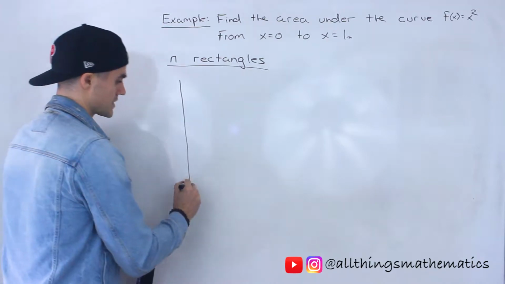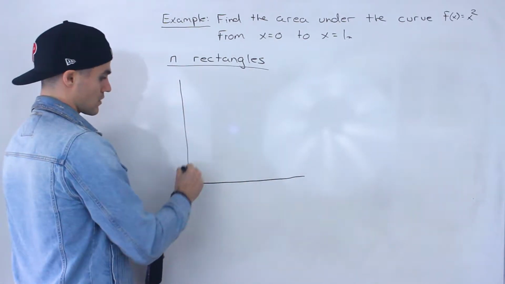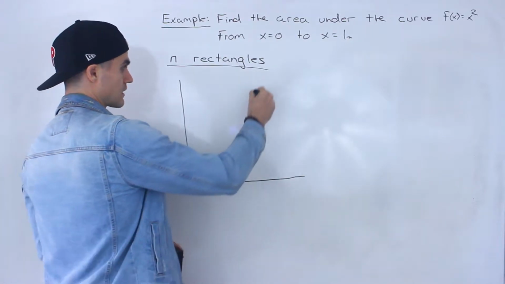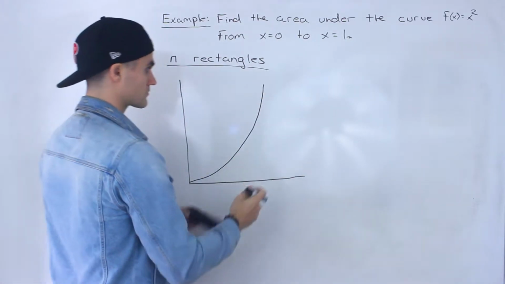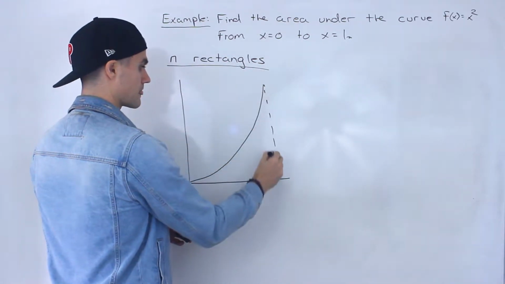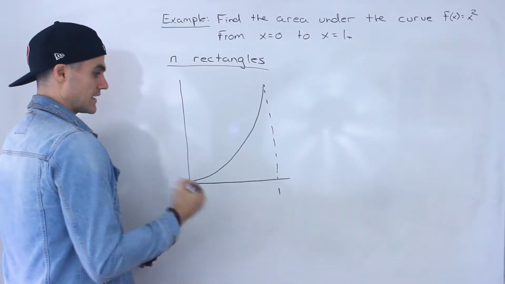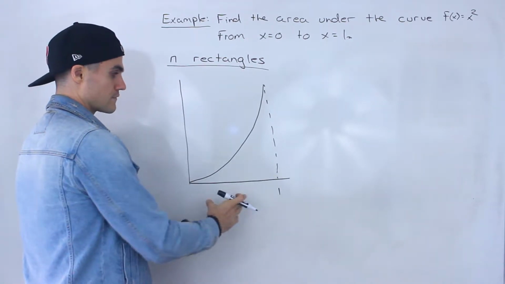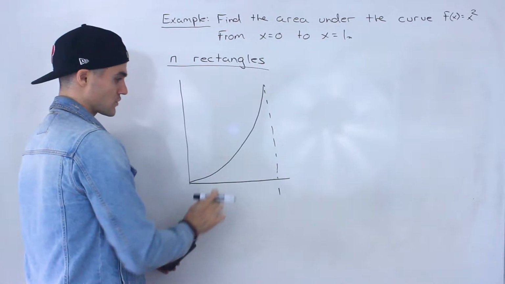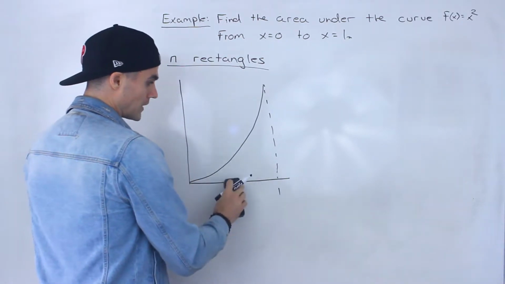So let's first, again, draw out this curve x squared. So like this. So this here is going to be at an x value of 1. But now instead of having 4 rectangles or 5 rectangles, there's going to be n rectangles. So we don't know how many there's going to be.